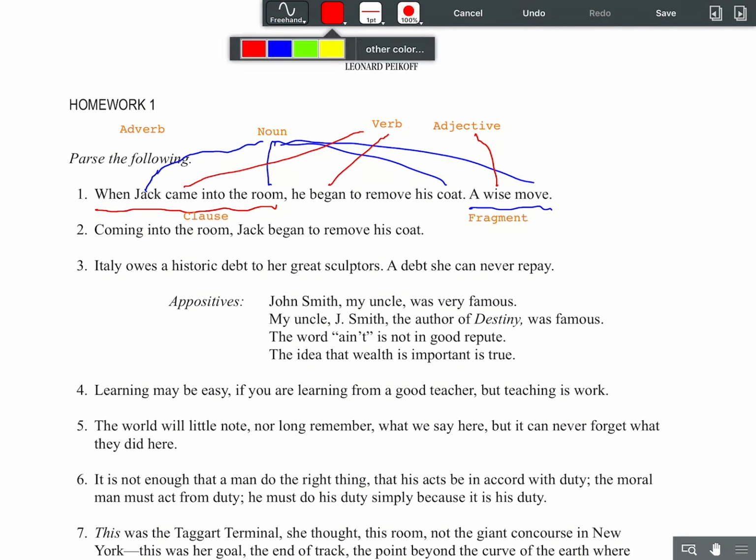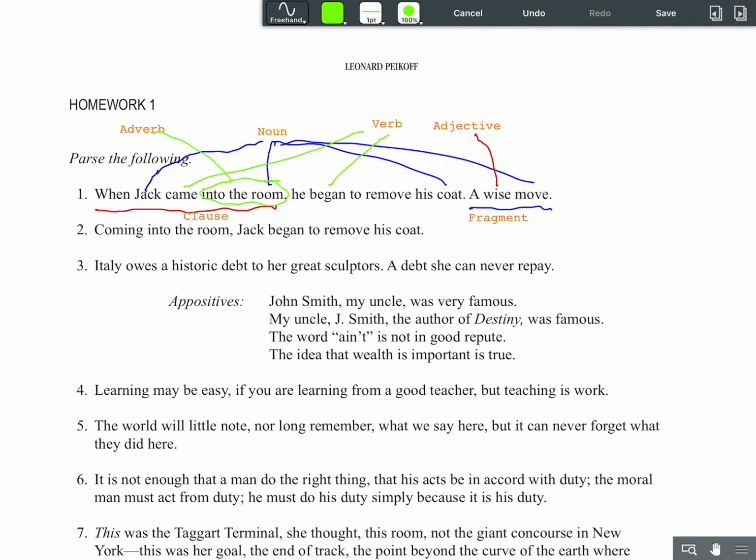So let's change colors again. Alright, adverb. Oh, I just changed the color of the things I already drew. That was unintended. I would have had to hit save first if I didn't want to do that. Okay, whatever, that's fine. Okay, so came into the room. Into the room is a modifier on came, so that's an adverb.